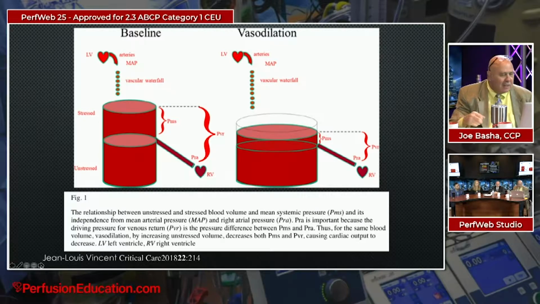That's what it is. So if you look at this diagram on the left, this is a baseline. And you'll see that you have unstressed and stressed. And again, this is the venous system. Above it, you see the LV, you see the arteries, you see the vascular waterfall, which is your capillary bed. So let's now look at the venules to the veins and all the way back to the heart, your venous capacitance system, which is the round cylinders.